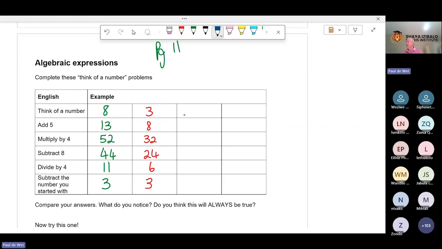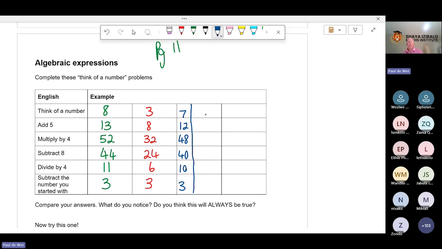Some people are saying they don't have this page. Someone's saying choose 7. If I choose 7, add 5, I get 12. Multiply by 4, 48. Subtract 8, 40. Divide by 4, 10. Subtract the number I started with, I get 3. Great question. Should we also use negative numbers?